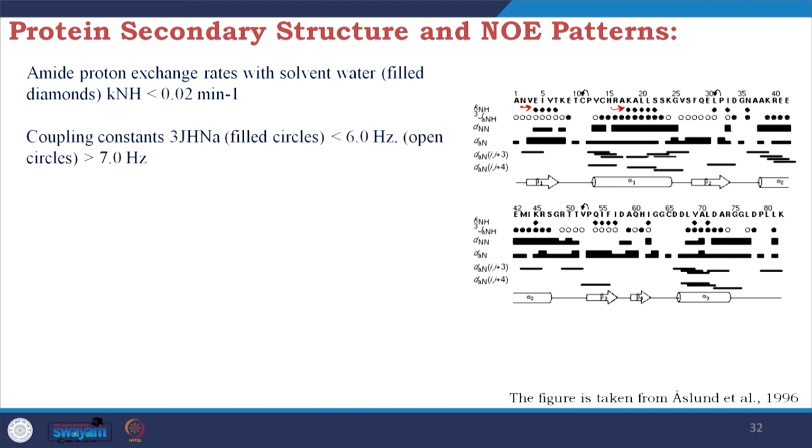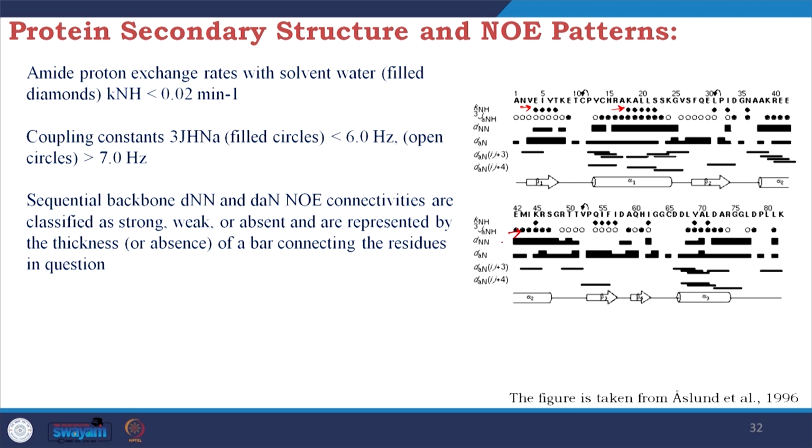Coupling constant 3JHNα is shown in filled circles, you will see them here. Sequential backbone dNN and dαN NOE connectivities are classified as strong, weak or absent and are represented by thickness. If you look, you will see how thick they are, and you can understand them as a bar connecting the residues in question.